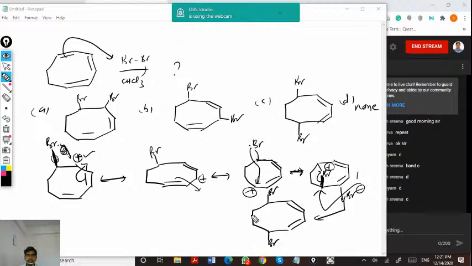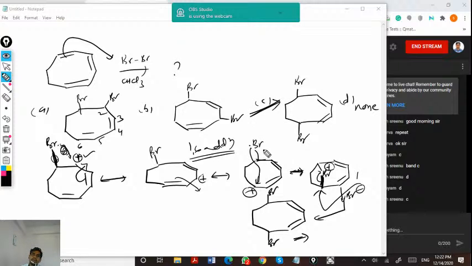If I call it in terms of addition, this is 1,2 addition. If it is 1,3, 1,4, 1,5, 1,6, so 1,6 addition is the final product, because of the cyclic bromonium ion formation, which is stabilized by the five-membered and large ring size. And conjugation also. So option C is correct.